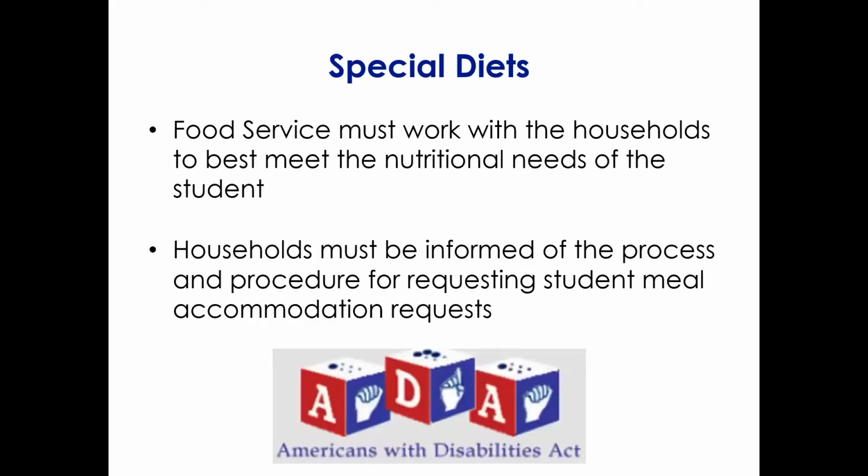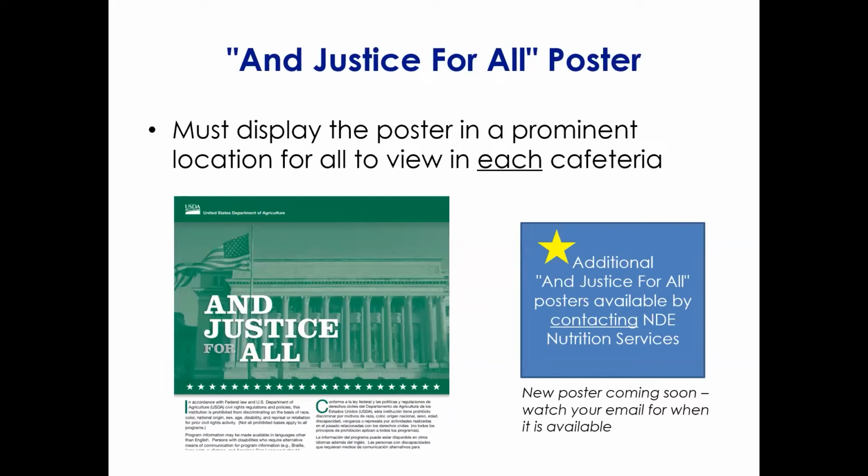Other possible locations that you might want to hang that "And Justice for All" poster might include the office where the free and reduced eligibility determinations are made, maybe the entrance to your school, and again, obviously in that cafeteria, or if there's a central kitchen where food is being prepared. Again, if you don't have a poster currently, we do have some supply of this, but just keep in mind, there will be another revision coming. So stay tuned for more communication from our office.